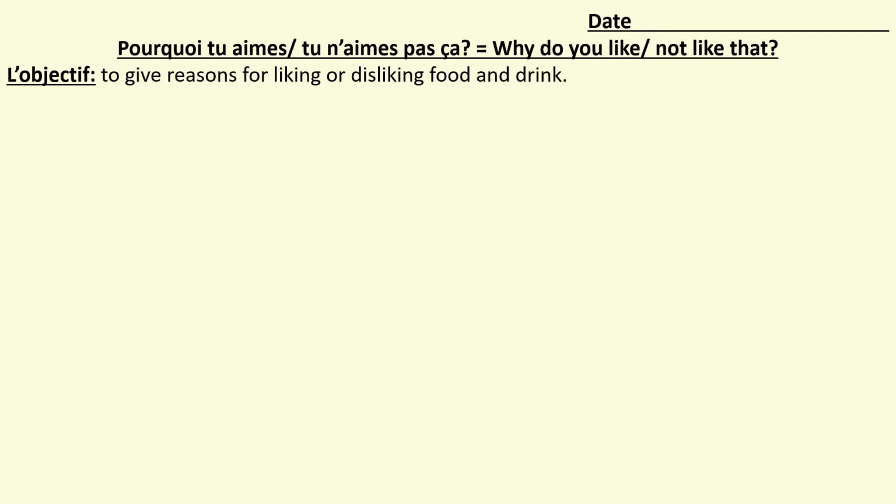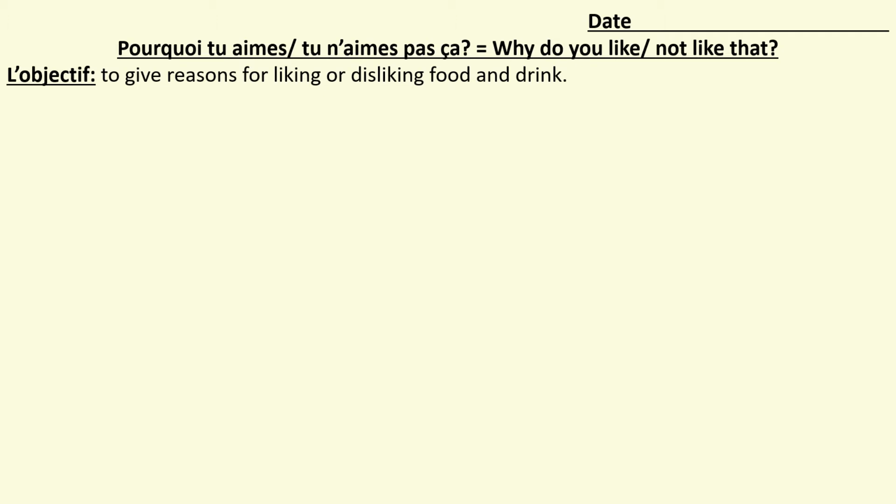Okay, Year 8, as always, copy the date in French, copier la date, and underline it neatly in your book. So that should be on the right hand side of the page. In the centre on the next line down, write down the title in French and in English. Pourquoi tu aimes ça? Pourquoi tu n'aimes pas ça? Why do you like that? Why do you not like that? Underline that neatly as well.